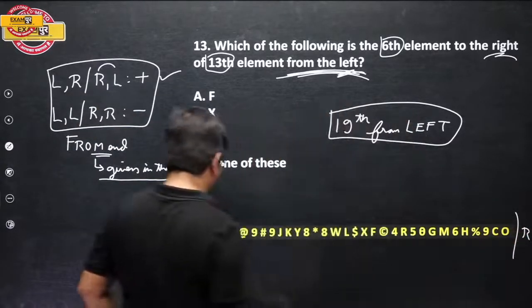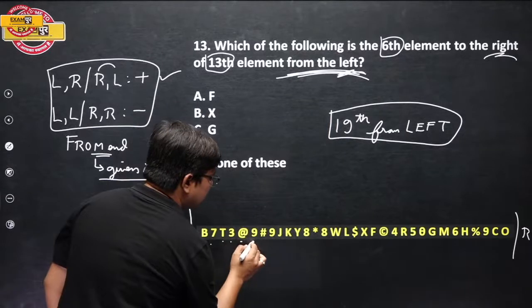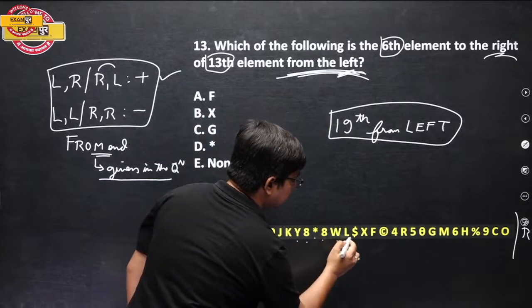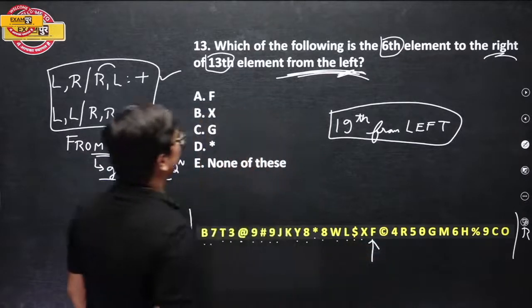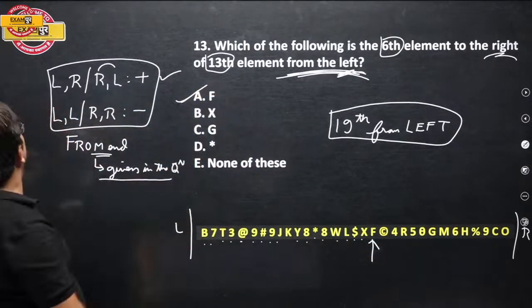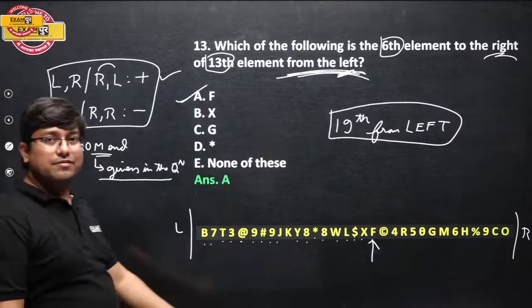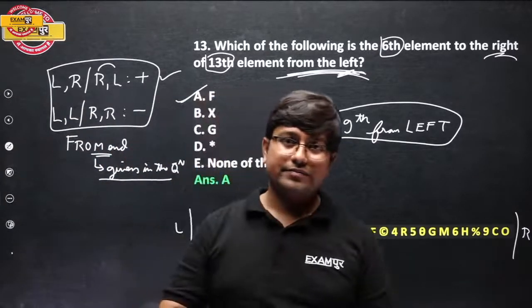And from the left, 1, 2, 3, 4, 5, 6, 7, 8, 9, 10, 11, 12, 13, 14, 15, 16, 17, 18 and 19. Okay, F. And therefore this is the right answer, option number A, that is F. Alright, getting it? Fine.